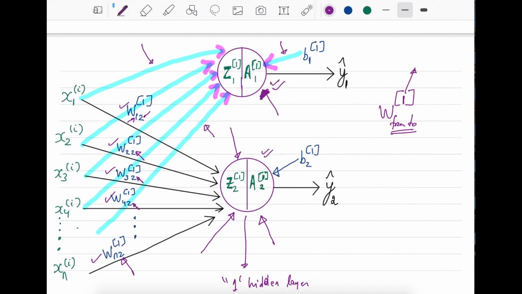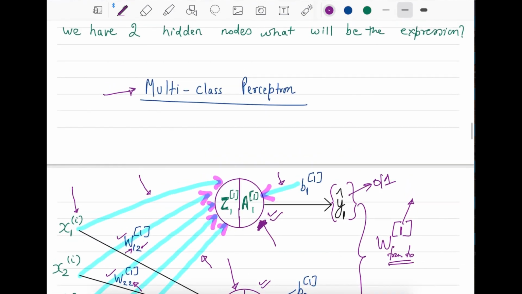Here we are considering n inputs, n features of a particular example i. So this is the addition of a second node in the first hidden layer, and now the output will also be y2 hat. Earlier it was y1 hat. So this was able to classify only 0 and 1, but now we have multi-class classification going on. Now you have y1 and y2. That's why we call this a multi-class perceptron.